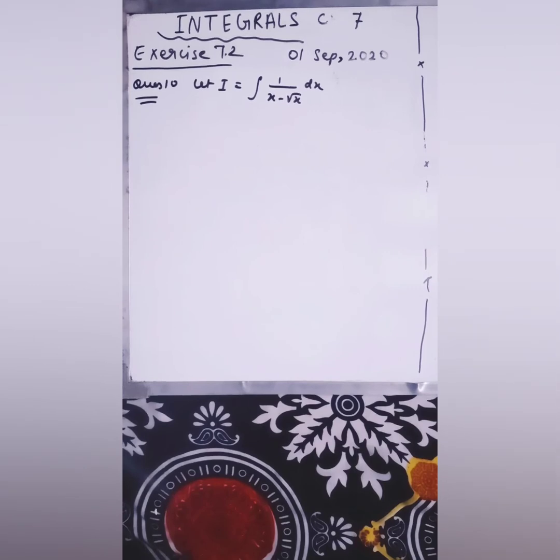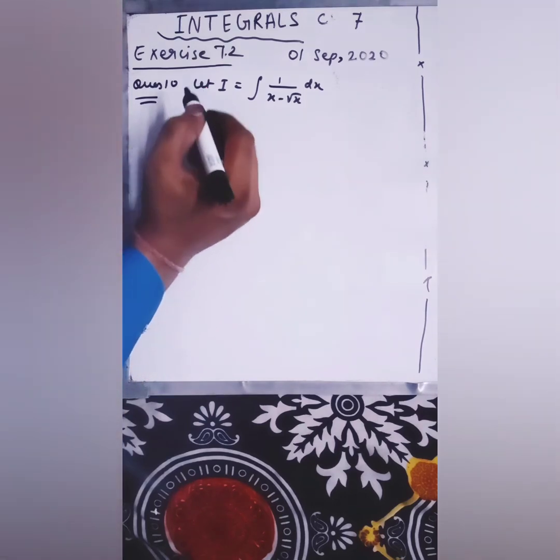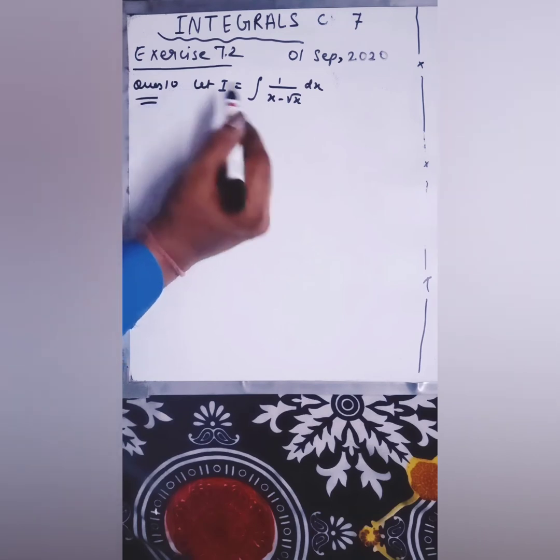Question number 8 and 9, they are very easy questions. In question number 8, you have to put 1 plus 2x square equals t. So you will get the required answer. It's a very simple question, so I am not solving this. Similarly, question number 9 is also a very simple question. First of all, you have to take 2 common from 4x plus 2. Then you have to put t equals x square plus x plus 1 in question number 9. So these are your homework. If you are not able to solve, you can ask. So question number 8 and 9, this is your homework. Question number 10 I am solving here.